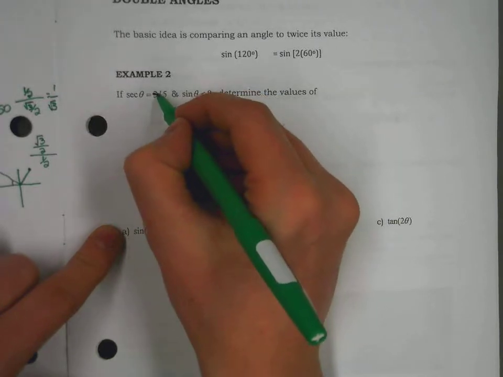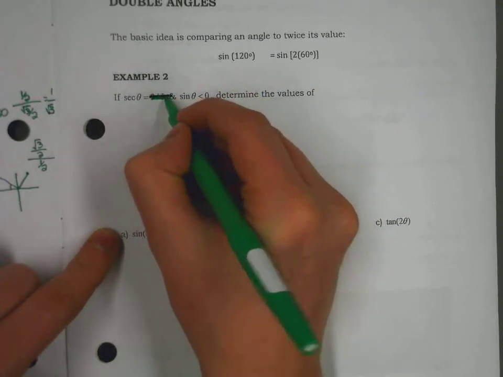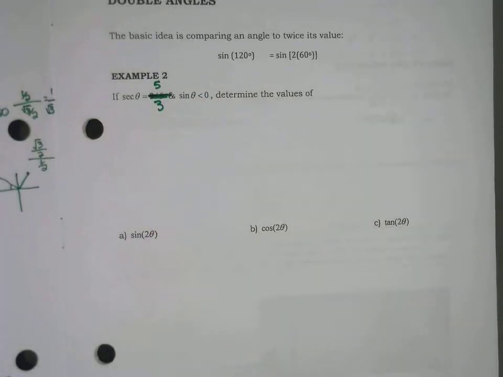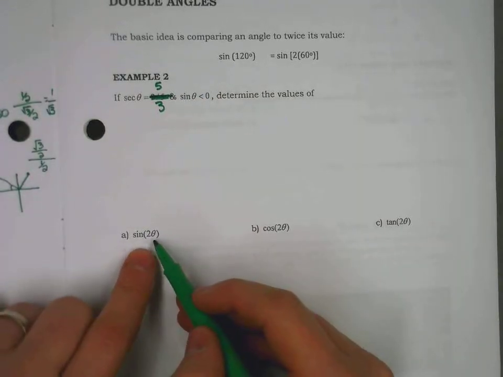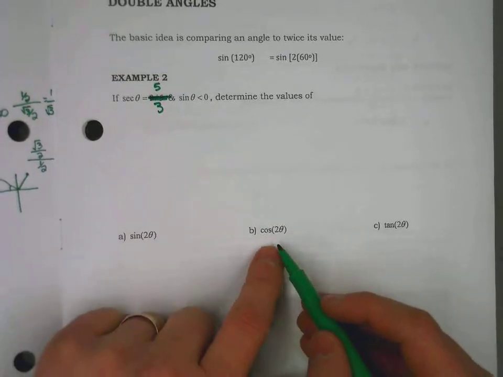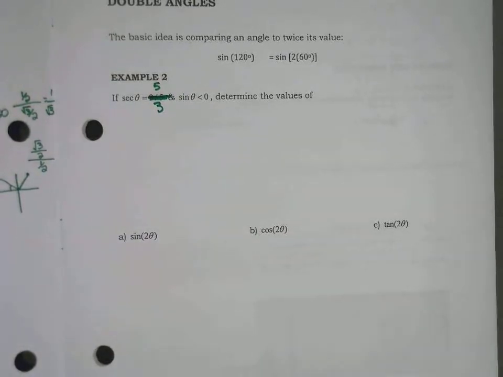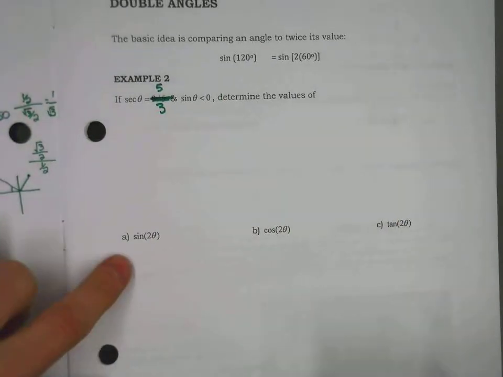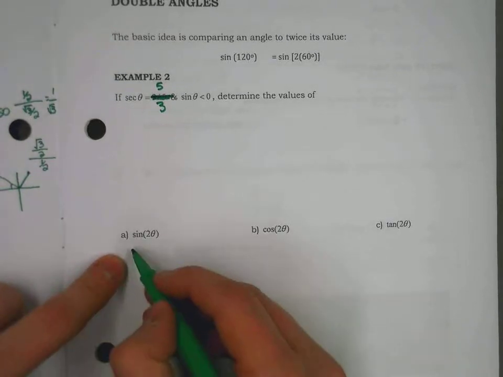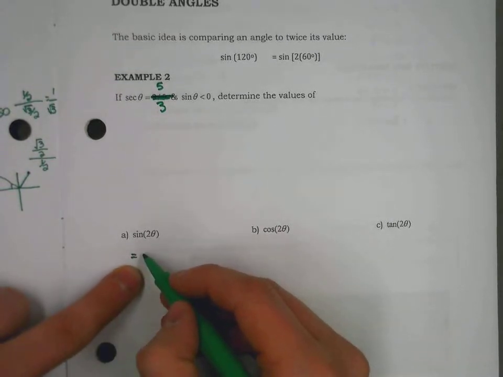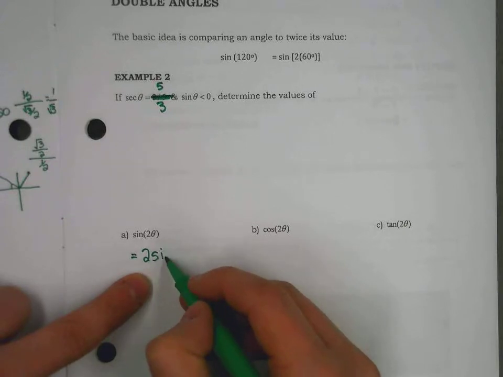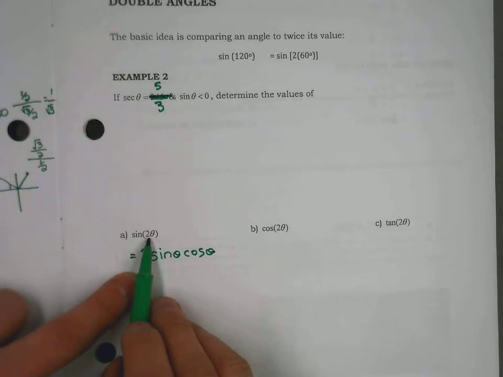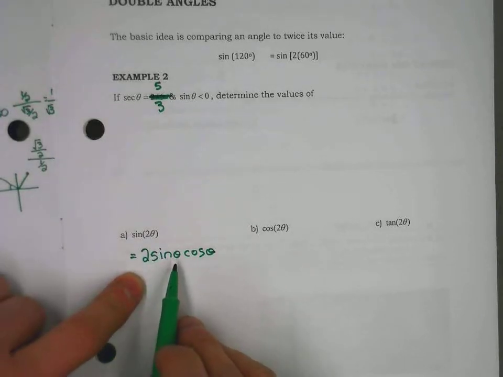Like if you knew that secant was 5/3 and that sine was negative, and I asked you what is sine of 2 theta, cos of 2 theta, and tan of 2 theta, we could ask, how is this supposed to get us these? First thing to do is ask, what information might we need to answer the question? On the formula sheet, you're looking for sine of 2 theta, and that would be 2 sine theta cos theta. So answering about a big angle, we can actually use a smaller angle.